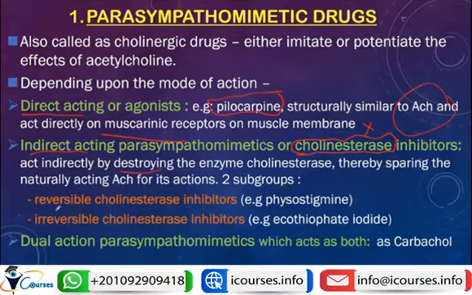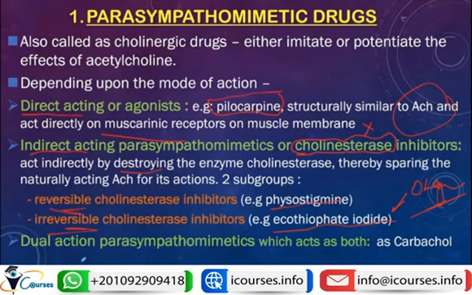This can be either reversible, which is the physostigmine, or irreversible, which is the ecothiopate iodide, which is what's called the organophosphorus poisoning. You remember, it's present in the pesticides. This will cause the irreversible increase of the acetylcholine. Or there are some drugs that will have dual action.